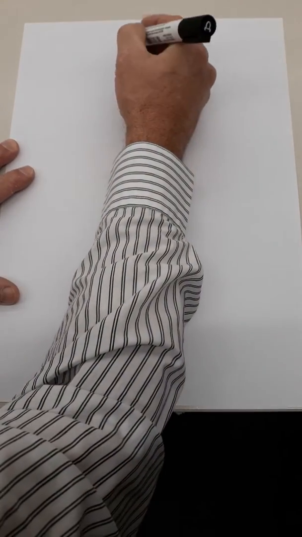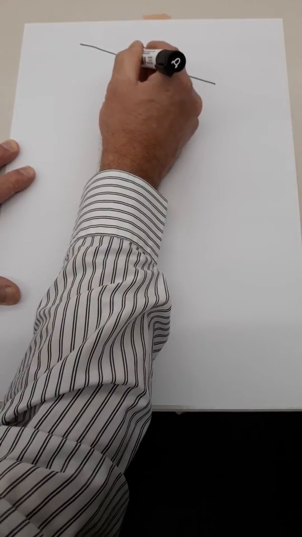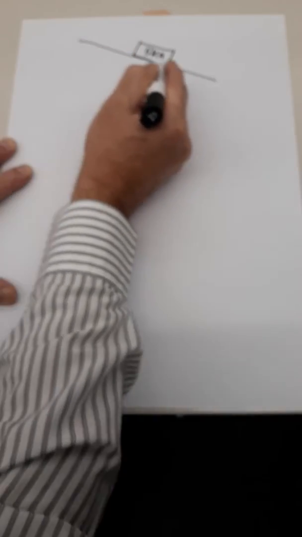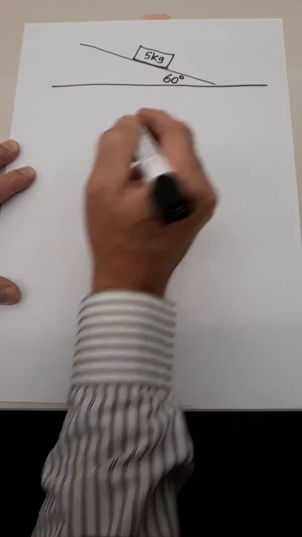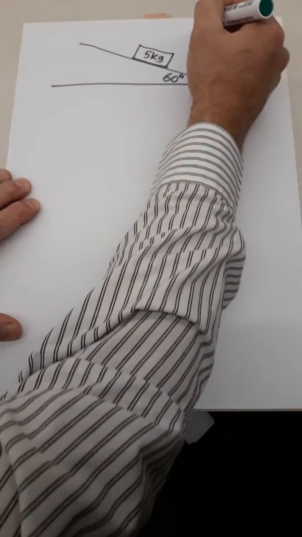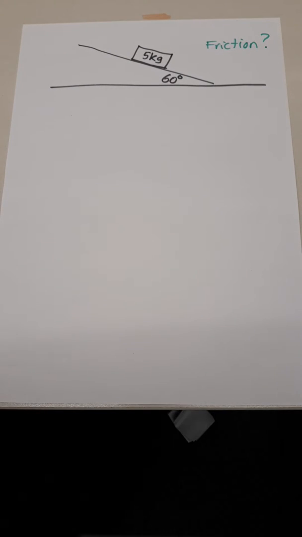So we have a 5 kilogram object that's sitting on a plane that's inclined at 60 degrees to the horizontal. Now that 5 kilogram object is not moving anywhere, and the question simply is, what is the force of friction on that object? If it's not moving anywhere, what is the force of friction on that object?